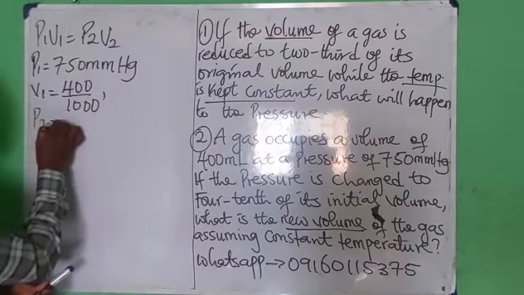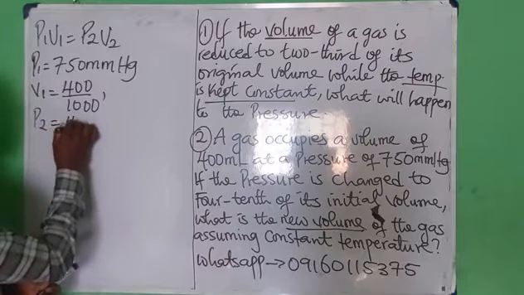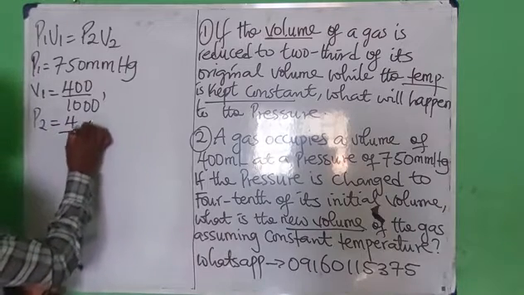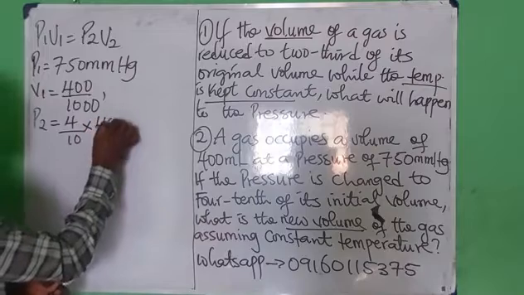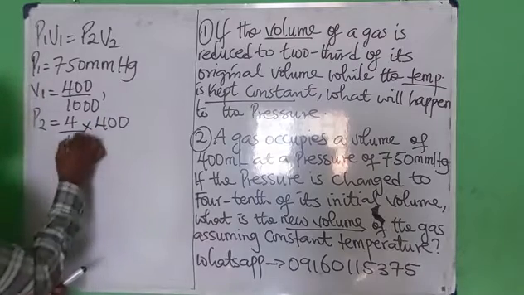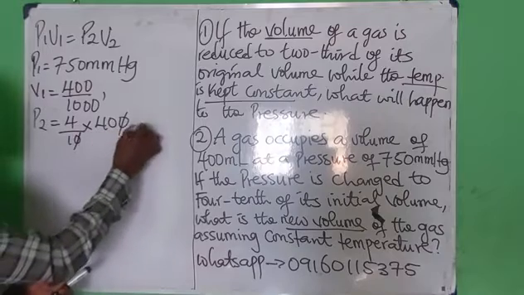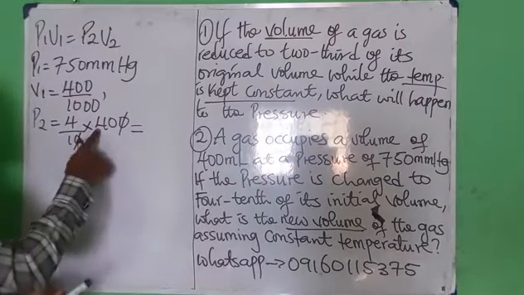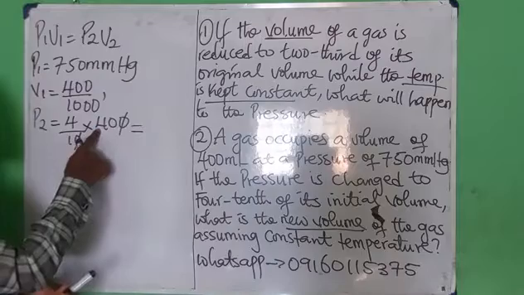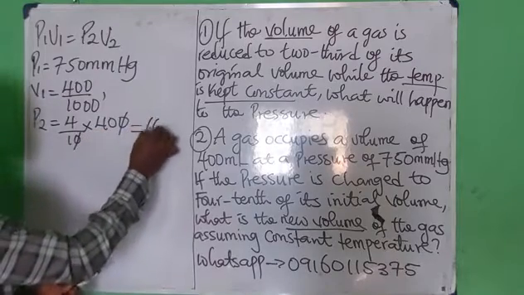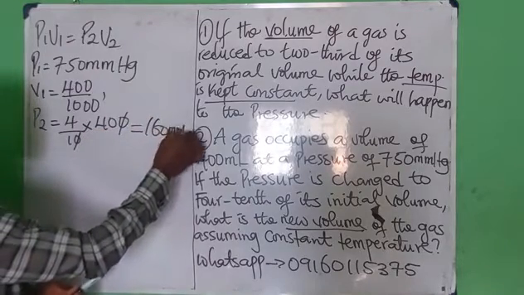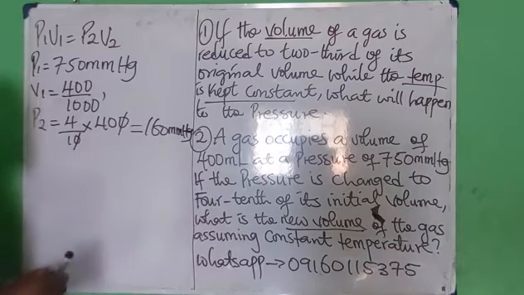So which means that P2 becomes 4 over 10 times the initial volume, which is 400. So this will go into this. 4 times 4 is 16, so 16, you have 0. That becomes 160 millimeter mercury. I believe it is understood enough.